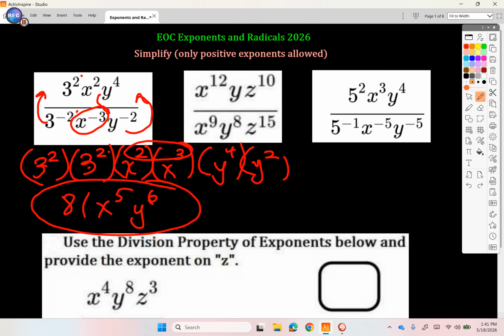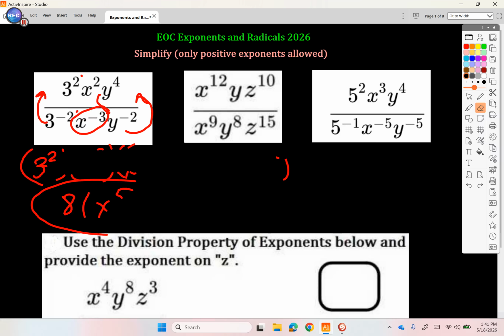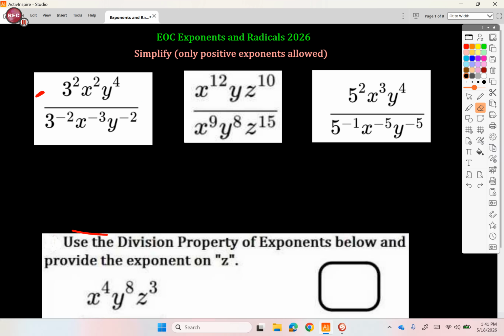Alright, let me clear this here. Give us space for the next question. So on the next question, same concept, but they're only variables. So in this case, it's easy just to subtract here because we don't have negative exponents. So 12 minus 9 gives you a 3 exponent when you subtract those on the x.